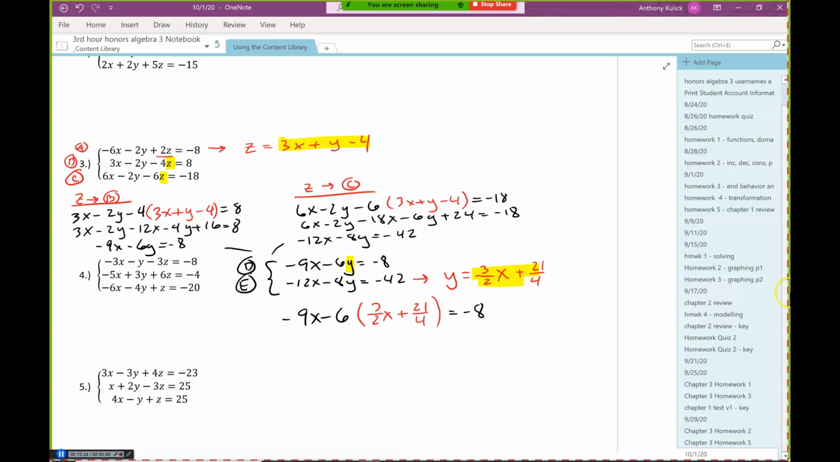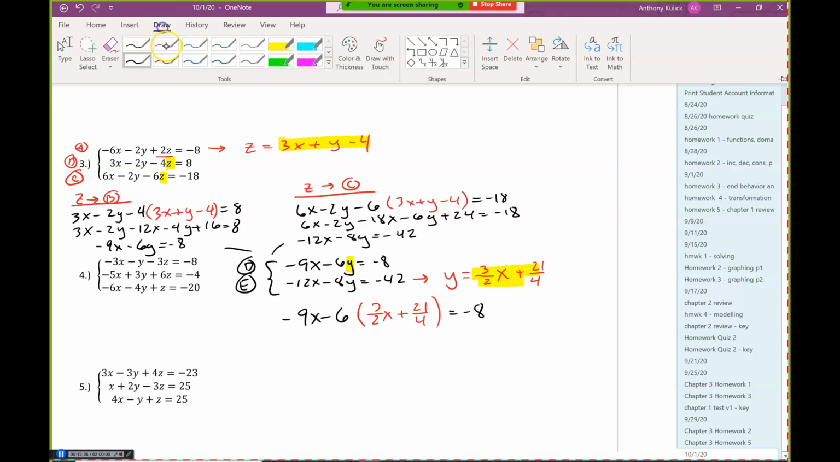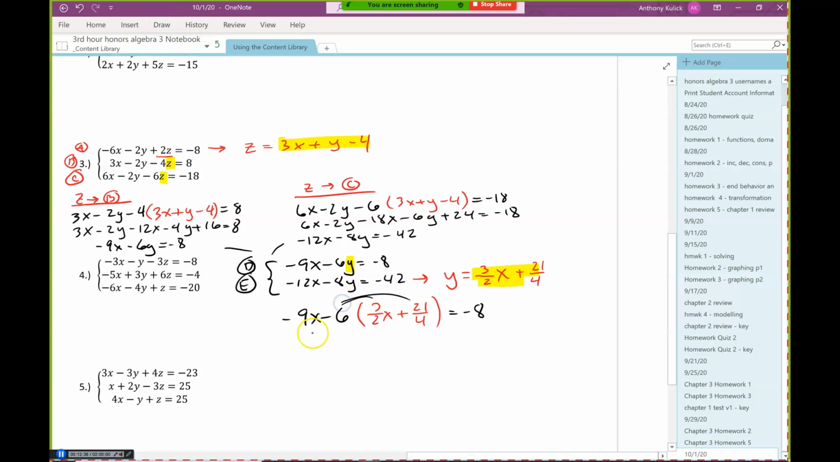Are we regretting trying to do this as substitution yet? You know, I am. All right, let's distribute the 6 through. Or the -6, I guess I should say. So 6 times 3/2 is -9x. And then 6 times 21/4 is going to be -63/2 equals -8.